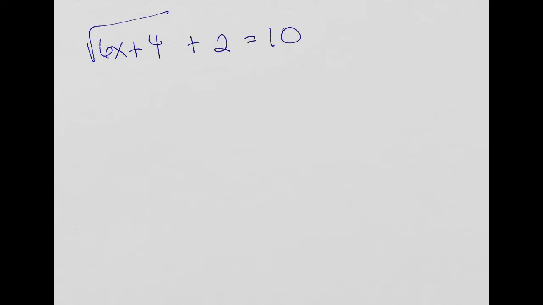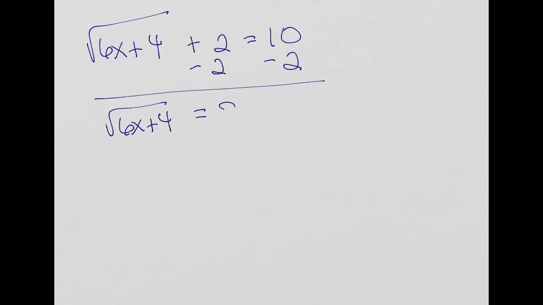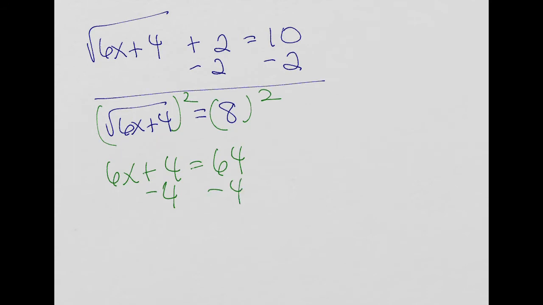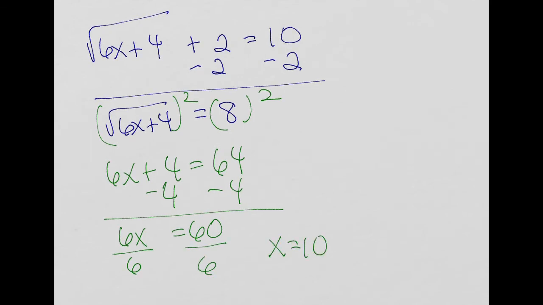So this one's set up just a little bit differently. The first thing we need to do is to get the radical by itself on one side of the equation. So I'm going to subtract 2. And then we'll square both sides. So 6x plus 4 equals 64. Subtract 4. 6x equals 60, we'll divide by 6. So x equals 10. Again, this was a square root, so we're going to check.